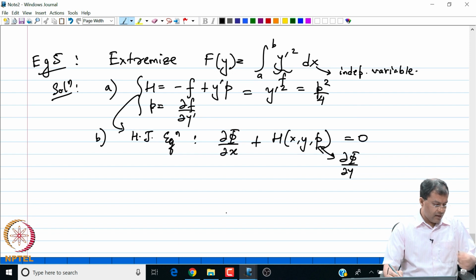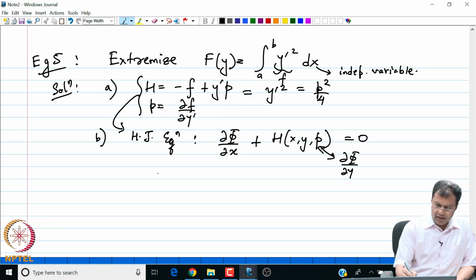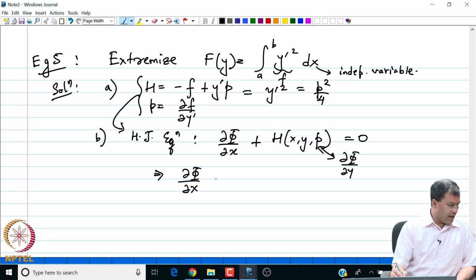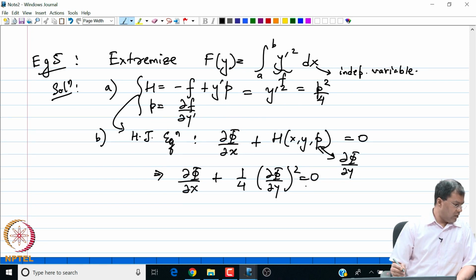So, when we do that, my Hamilton's equation becomes partial phi partial x plus p square by 4. So, the Hamiltonian is p square by 4, but p is del phi del y. So, it becomes 1 by 4 times del phi del y whole square set equal to 0.